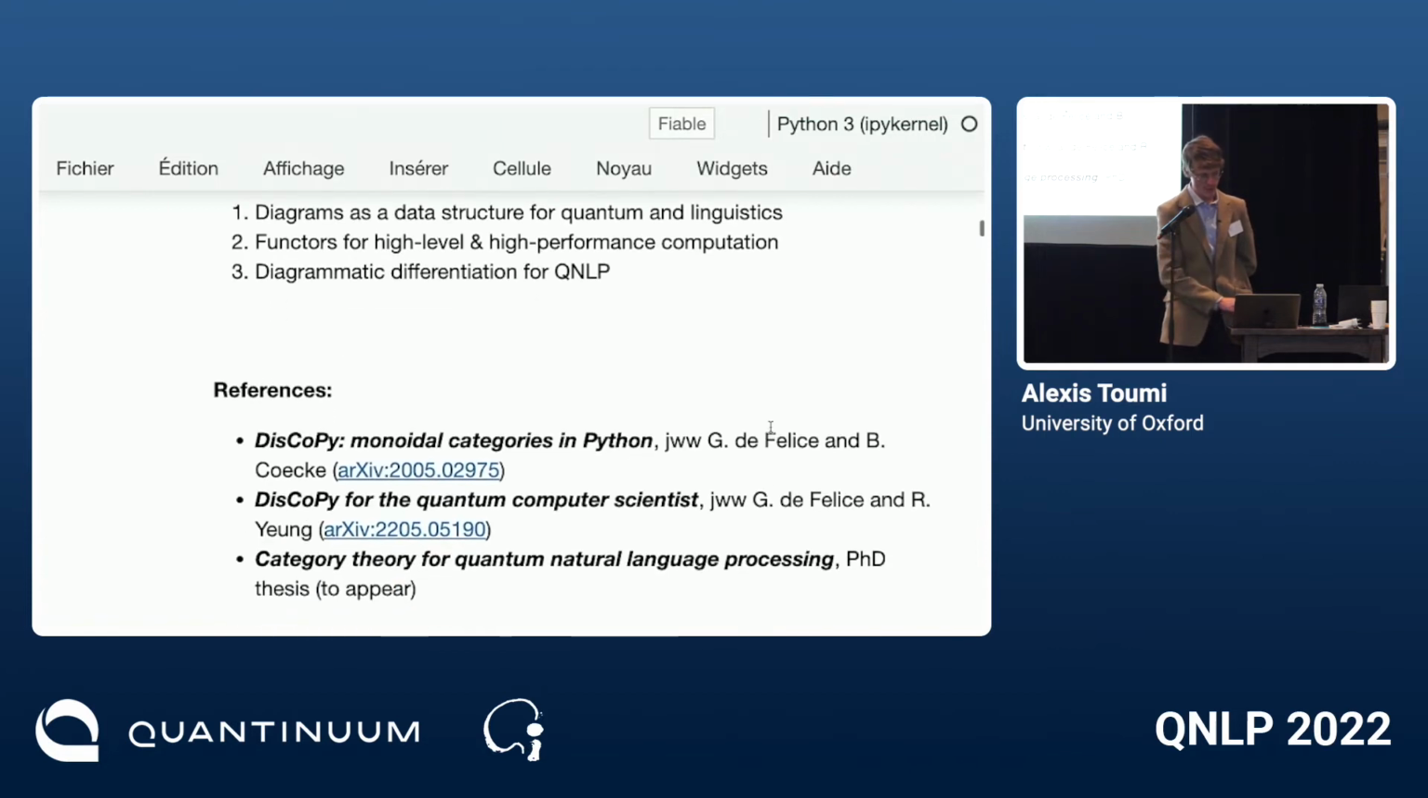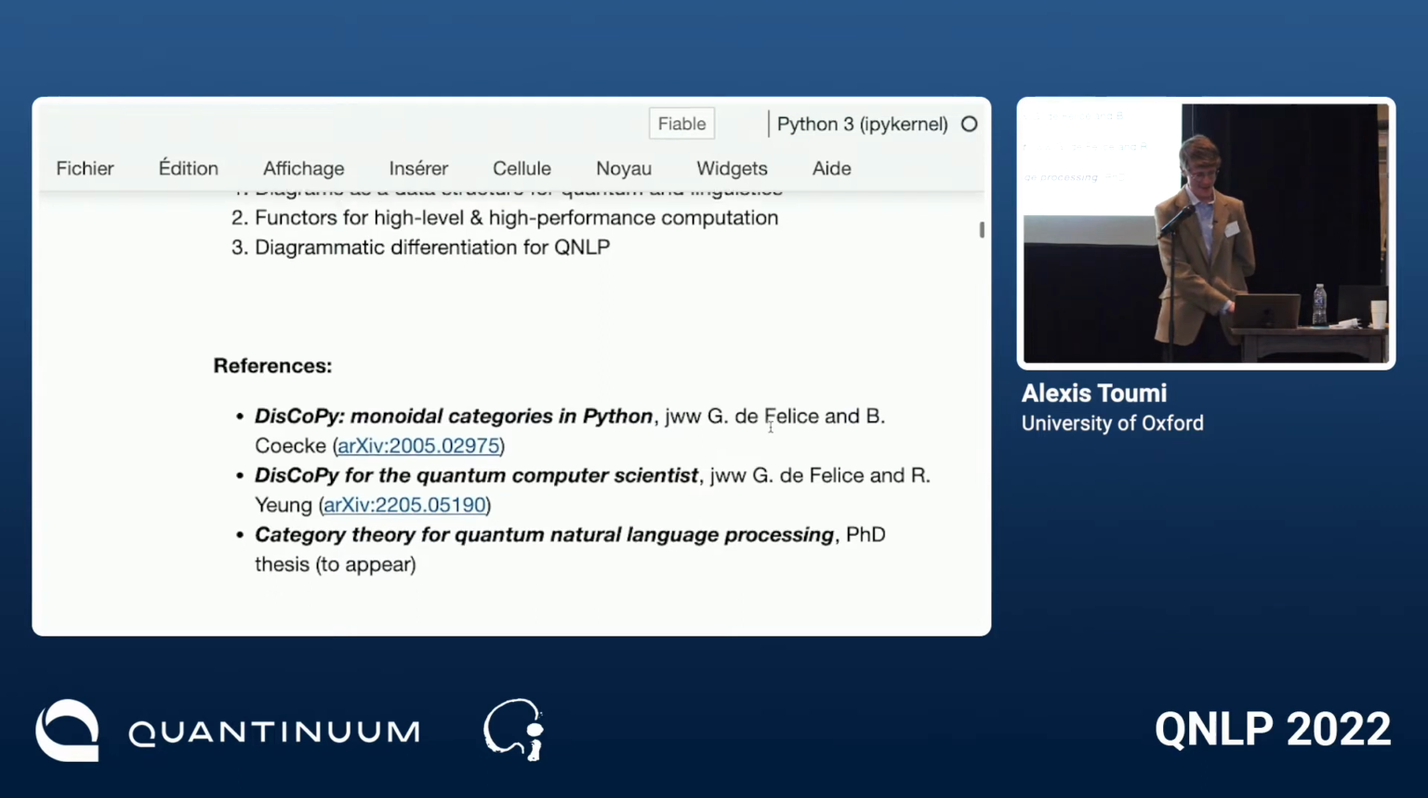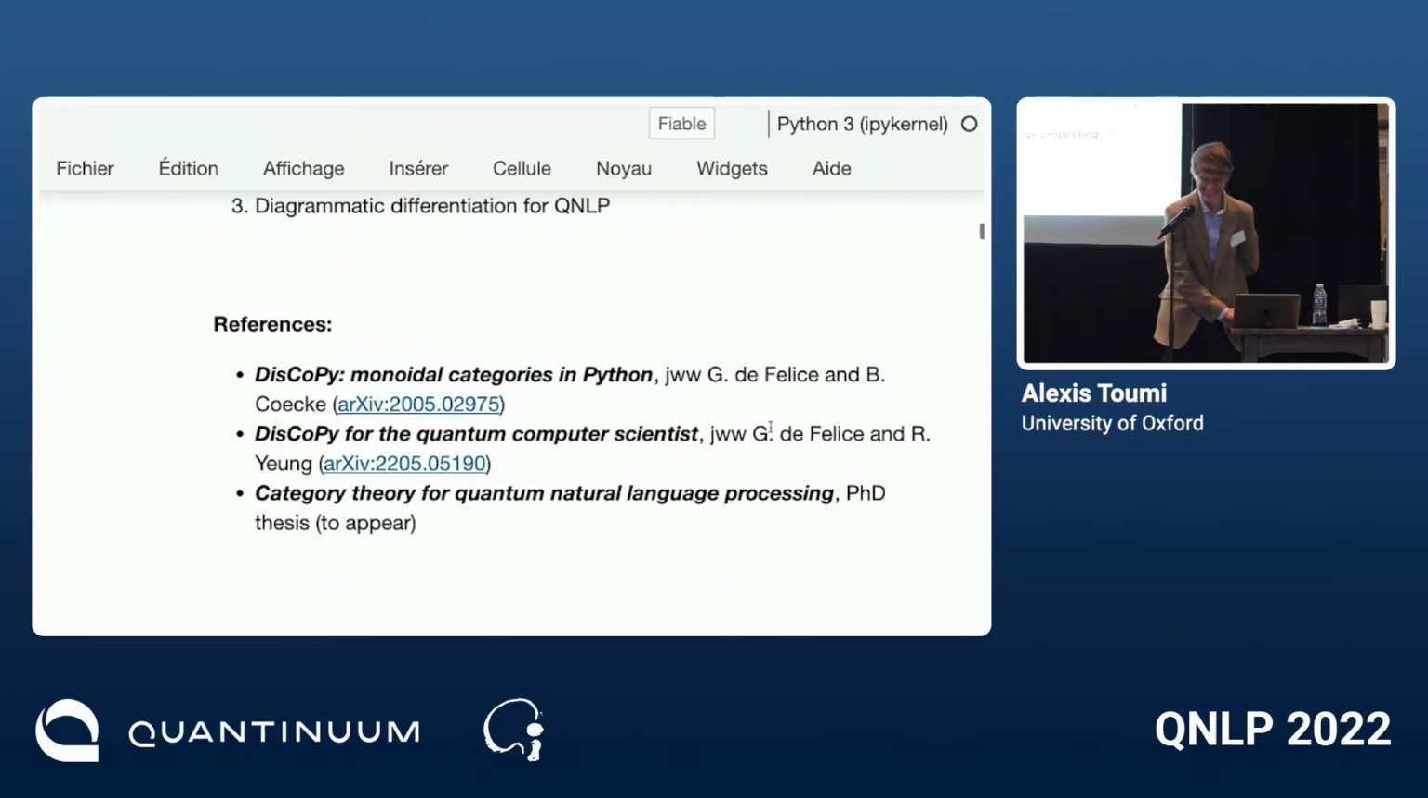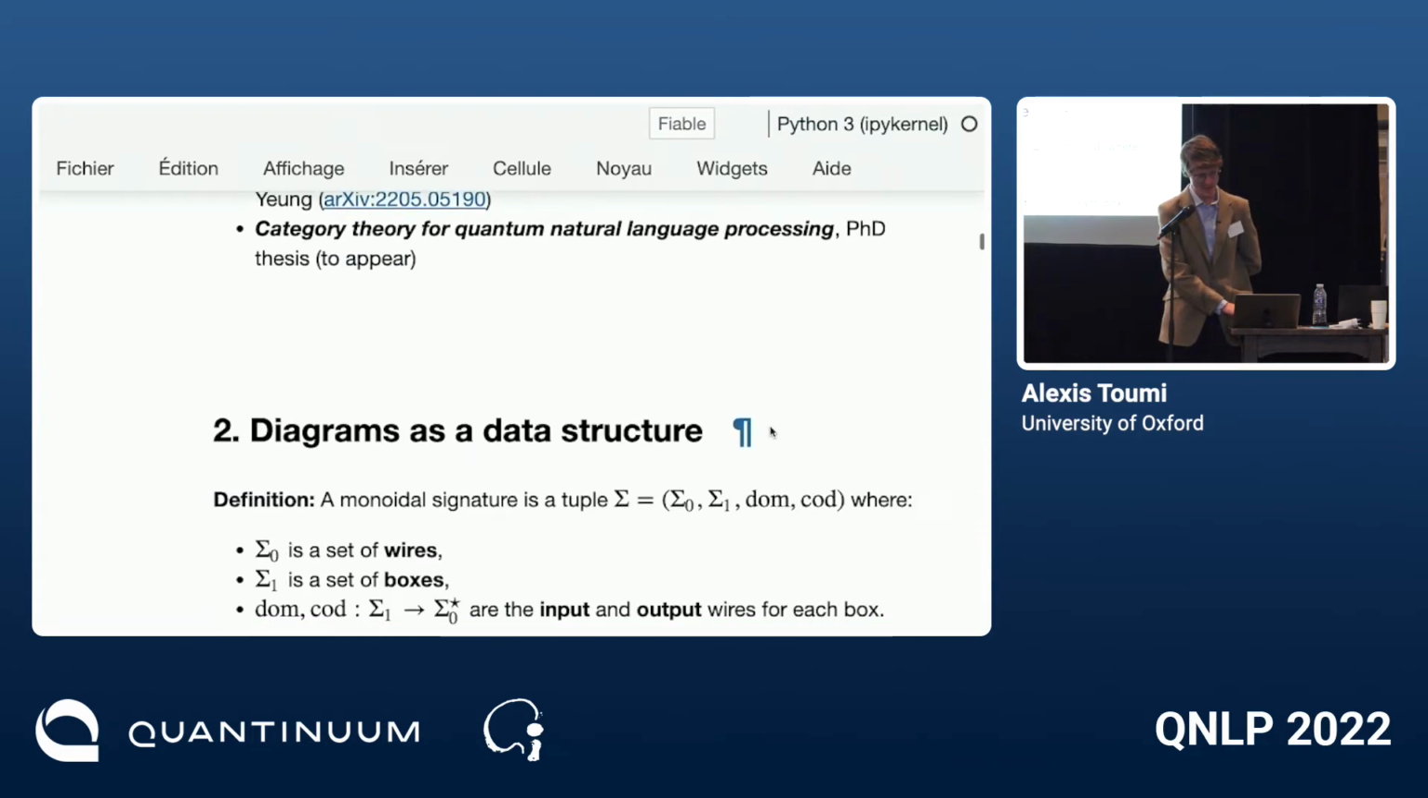So the references that this talk is based on, first, the DisCoPy paper that we submitted to Applied Category Theory 2 years ago with Giovanni and Bob. Then a little abstract that we submitted to QPL just this year, joint work with Richie and Giovanni again. And also my PhD thesis, which I defended last Friday, and which will appear sometime soon once I have done the corrections. So let's get on with the talk.